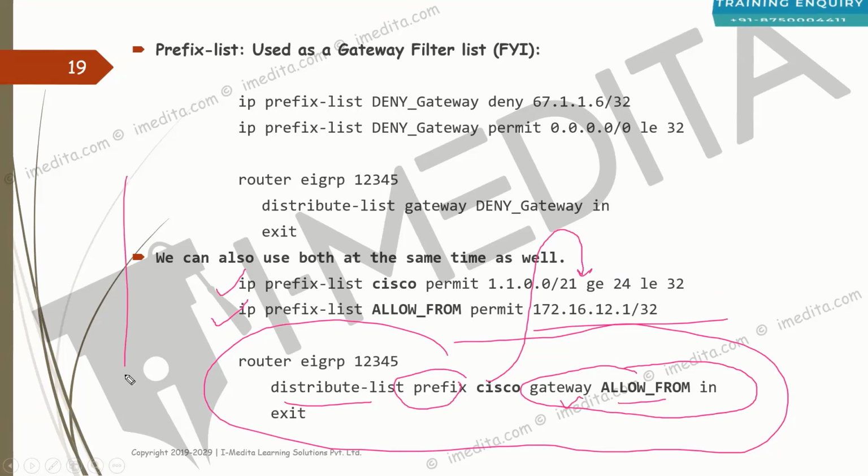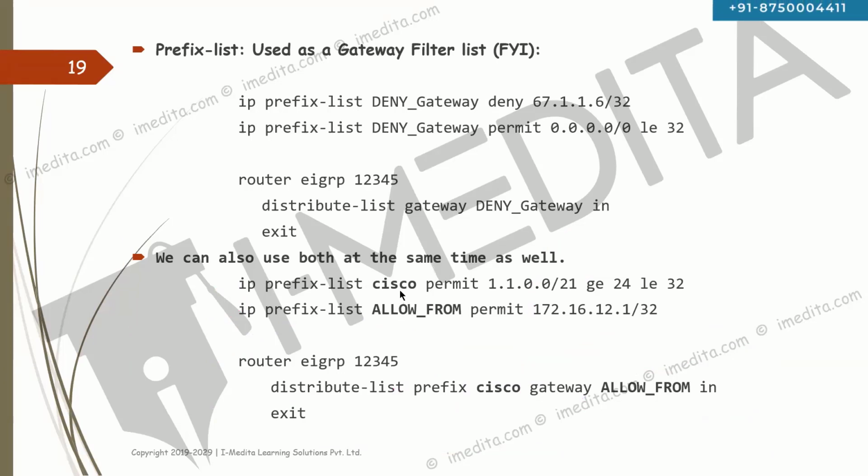So we can use both at the same time as well. We can use an access list that filters the route and an access list that filters the gateway, both at the same time. IP prefix list, the name of the prefix list, then the range, and then greater than or equal to, less than or equal to, and then the IP prefix list, the name, and then permit the gateway. And we have called both of them in the statement.